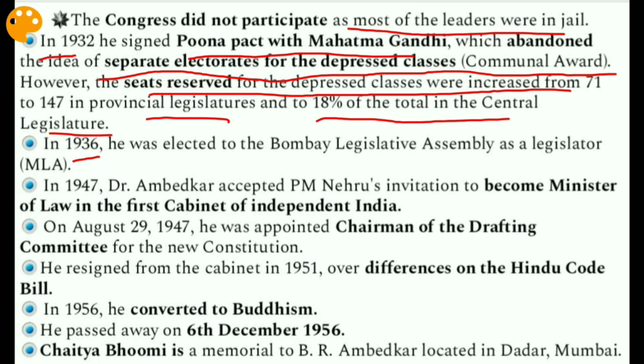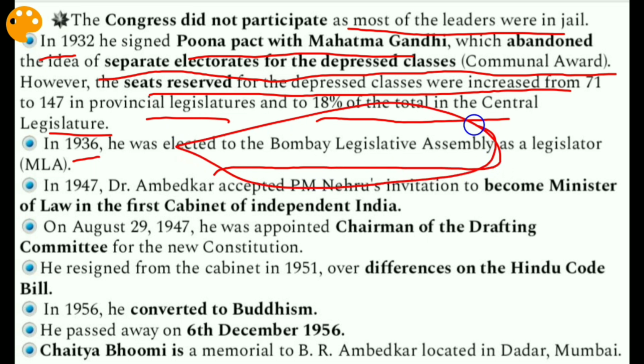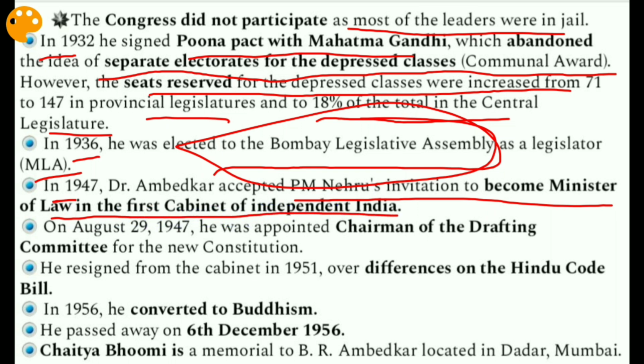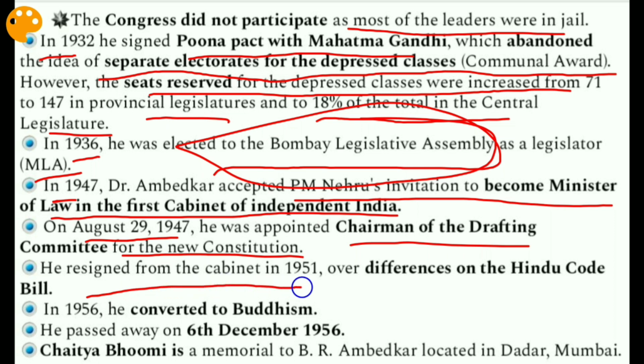In 1936, he was elected to the Bombay Legislative Assembly as a legislator, that is MLA. In 1947, Dr. Ambedkar accepted PM Nehru's invitation to become Law Minister in the first cabinet of independent India. On August 29, 1947, he was appointed chairman of the drafting committee for the new constitution. He resigned from the cabinet in 1951 over differences on the Hindu Code Bill.